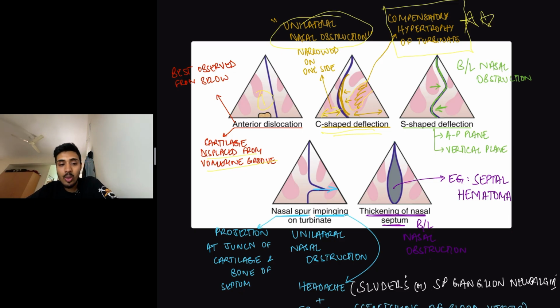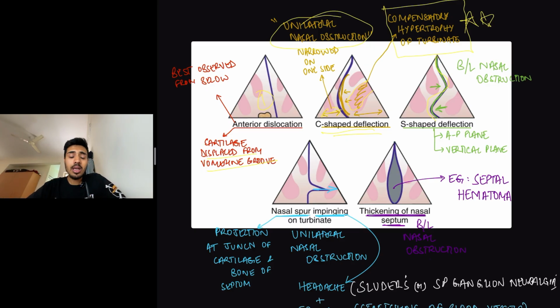So on the narrower side, you have unilateral nasal obstruction, and on the wider side, you have compensatory turbinate hypertrophy in C-shaped deflection. S-shaped DNS is, as the name suggests, an S-shape. The S-shaped deflection can be in the sagittal plane, which looks like that, or it can be in the anterior-posterior plane, that is that way. So either it can be in the anterior-posterior plane or the sagittal plane.